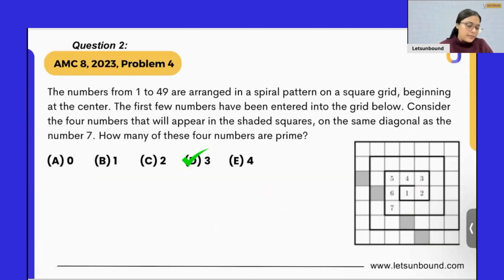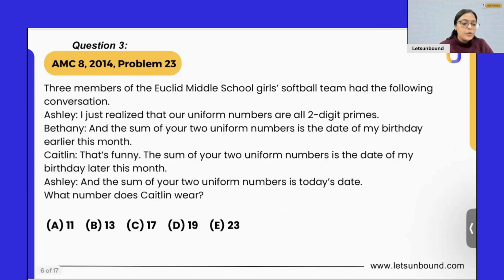Yes, so simple. We move to our question 3, which is from AMC 8, 2014, problem 23. Three members of the Euclid Middle School girls softball team had the following conversation. Ashley says, I just realized that our uniform numbers are all two-digit primes. Bethany says, and the sum of your two uniform numbers is the date of my birthday earlier this month.